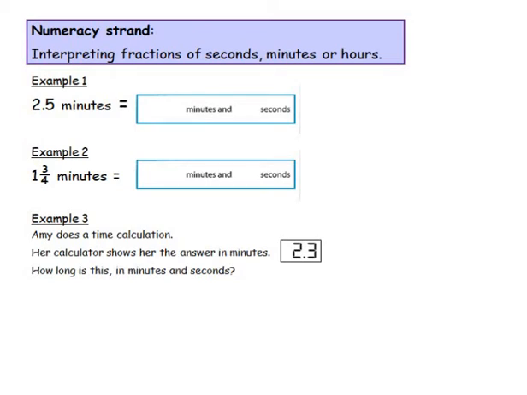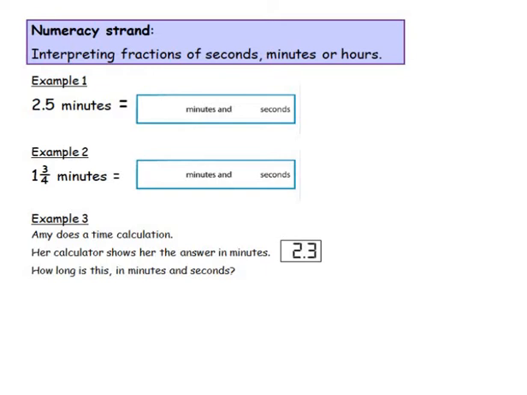Here we are going to look at the numeracy strand interpreting fractions of seconds, minutes or hours. This is quite a complicated topic within time, as we have to involve our converting decimals and fractions for time, so using our 60 rather than our 10, hundreds and thousands.